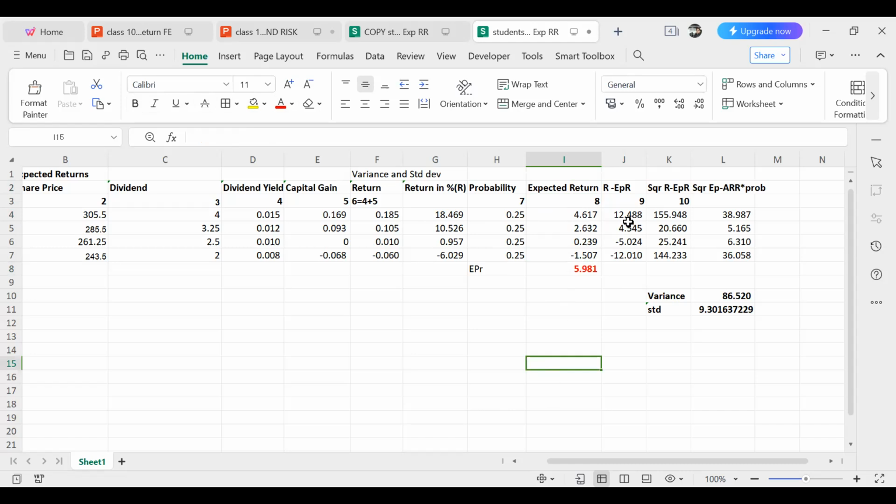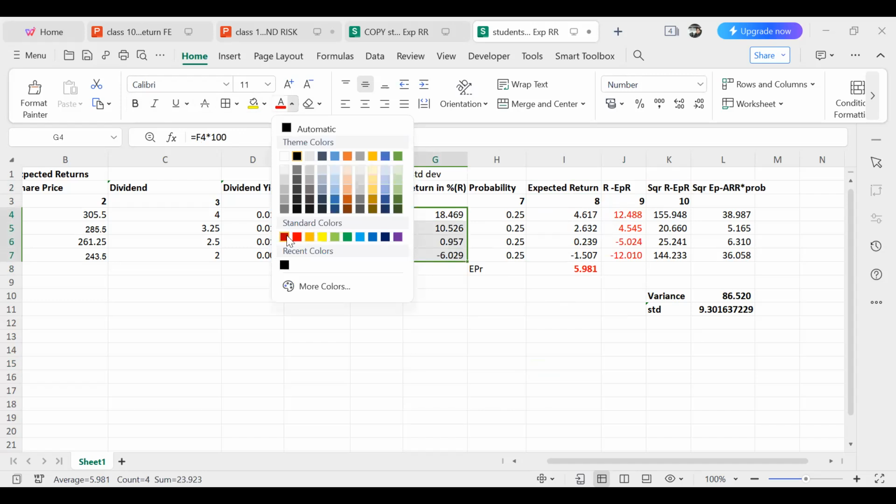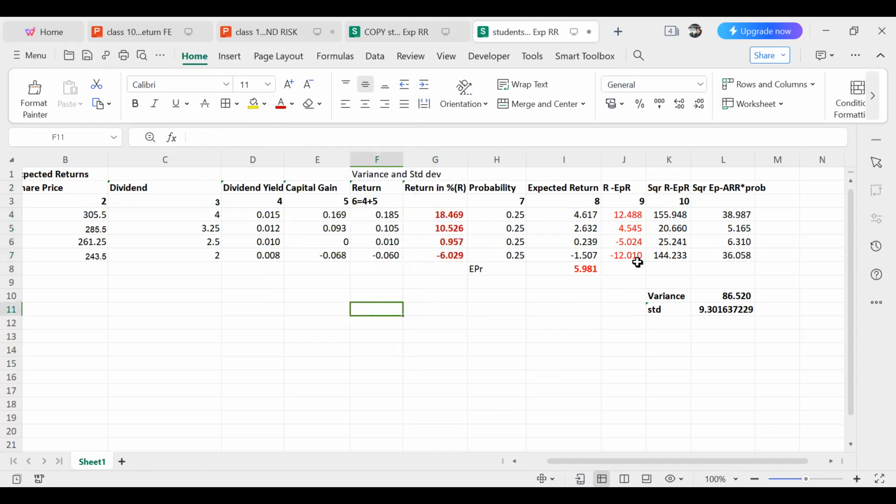You'll understand. Then for the ninth column, what you have done is your return in percentage. I'm just changing the color so that you will understand. That is subtracted with this 5.981 every time. If you click, you can see the formula written there also: R minus expected return. Same formula, no? You have done it for single asset, variance and standard deviation. Then you are squaring this in the next column.